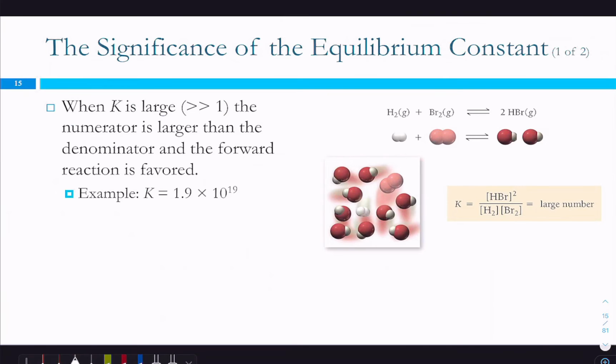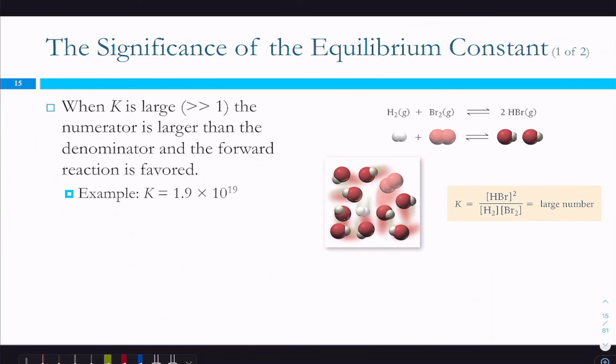So when K is large, the numerator, the concentrations of the products, is greater than the denominator, the concentrations of the reactants. So we have more products than reactants, and we'll get really, really large numbers like 1.9 times 10 to the 19. That is so large that the amount of reactants left over is negligible. There's practically nothing left. Anything that does go through that reverse reaction is instantly going to react again to become the products.